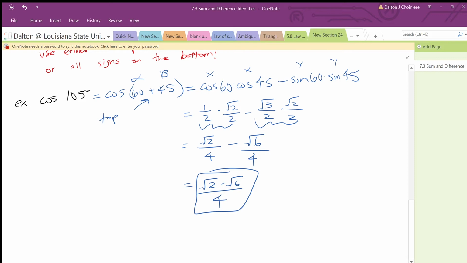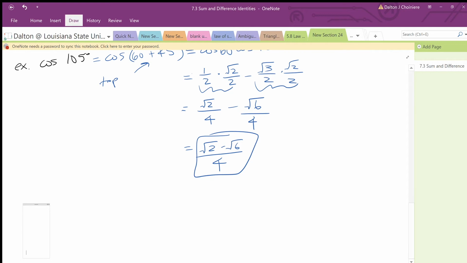Now, what this allowed you to do was not use a calculator at all to find the exact value of the cosine of 105 degrees by using the sines and cosines of values that you do know, like 45 and 60, from the unit circle. And that's it. That's how you would leave your answer. There's no more ways that we could simplify that. Let's do another one.